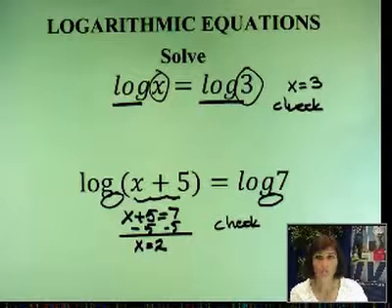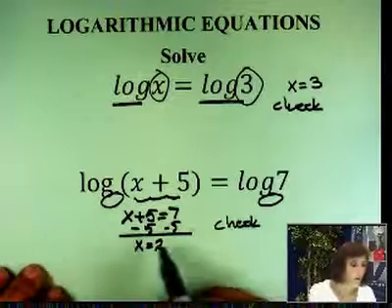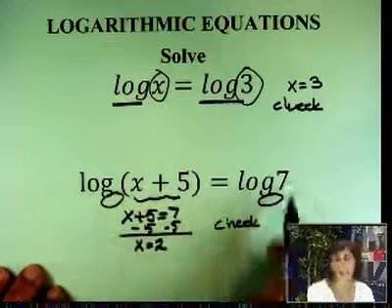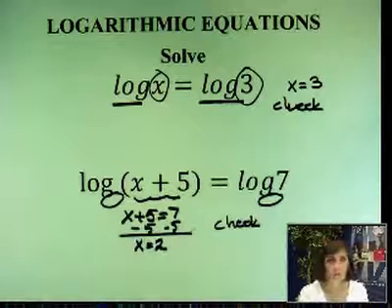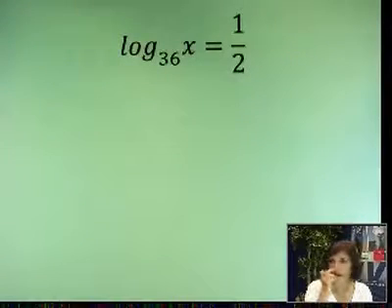Why are you checking? Because the logarithm domain is limited. It has to be a positive number, remember? It cannot be 0. So put it in here, you get log of 7 equals log of 7. No negative numbers, so no problem. Alright. Let's look at this.